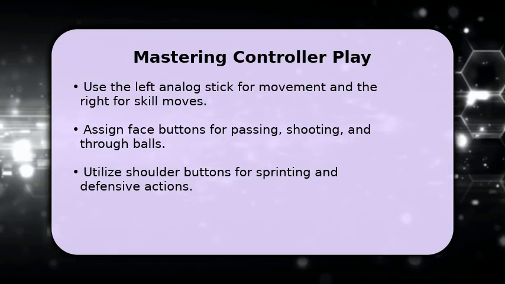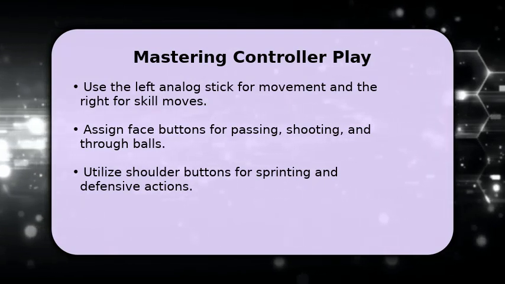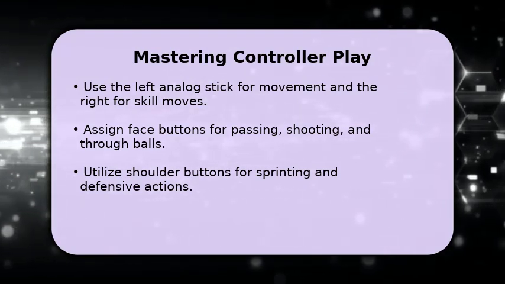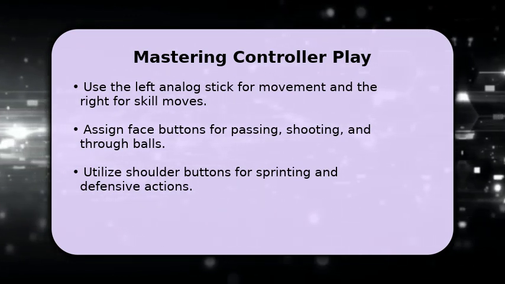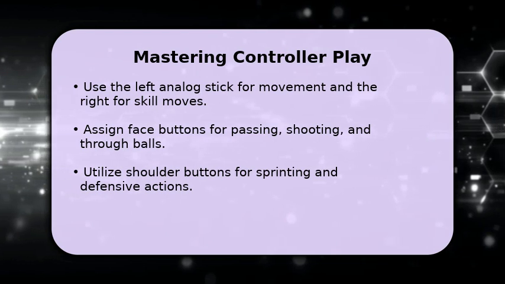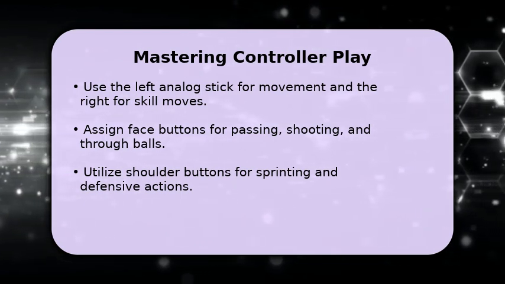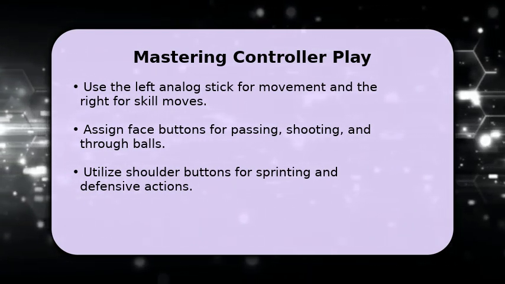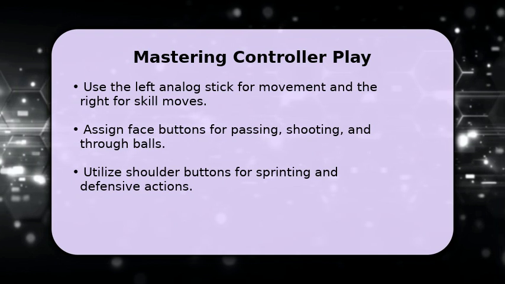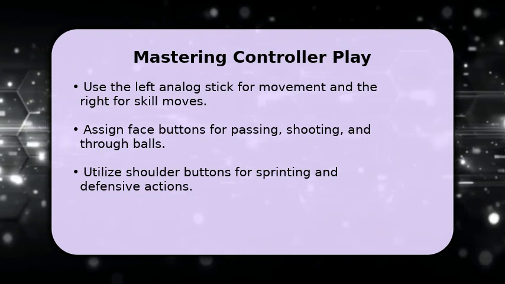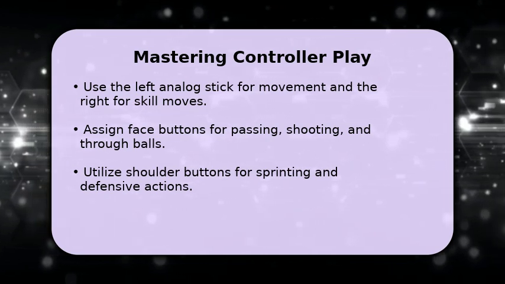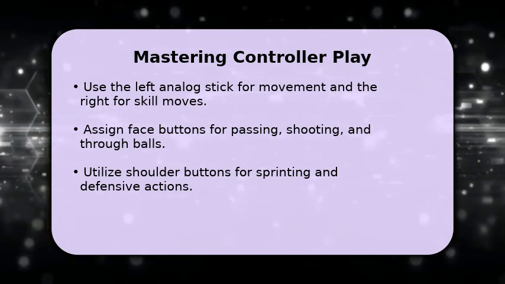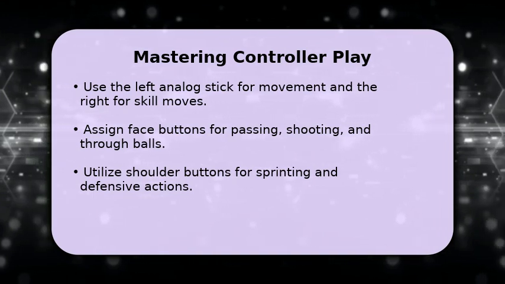To truly master controller play, understand the common layouts. The left analog stick usually controls player movement, while the right is for executing skill moves. Assign face buttons for core actions like passing, shooting, and through balls. Shoulder buttons are typically used for sprinting and defensive maneuvers. Feel free to experiment with various controller layouts to discover what feels most natural and effective for your playstyle.